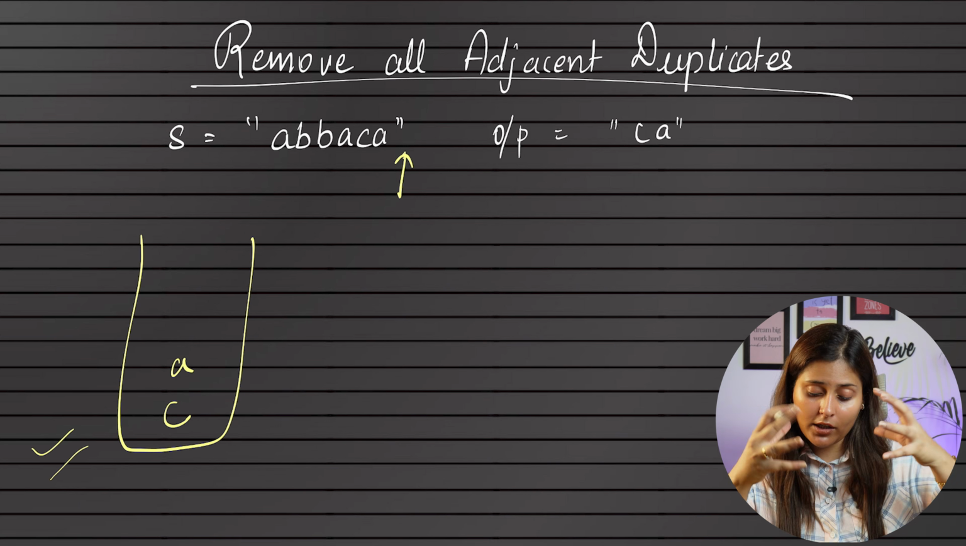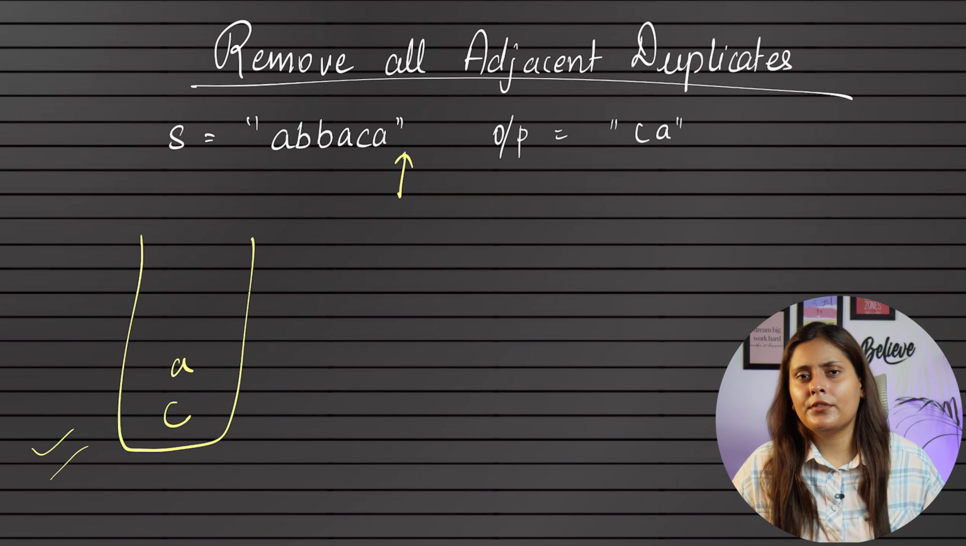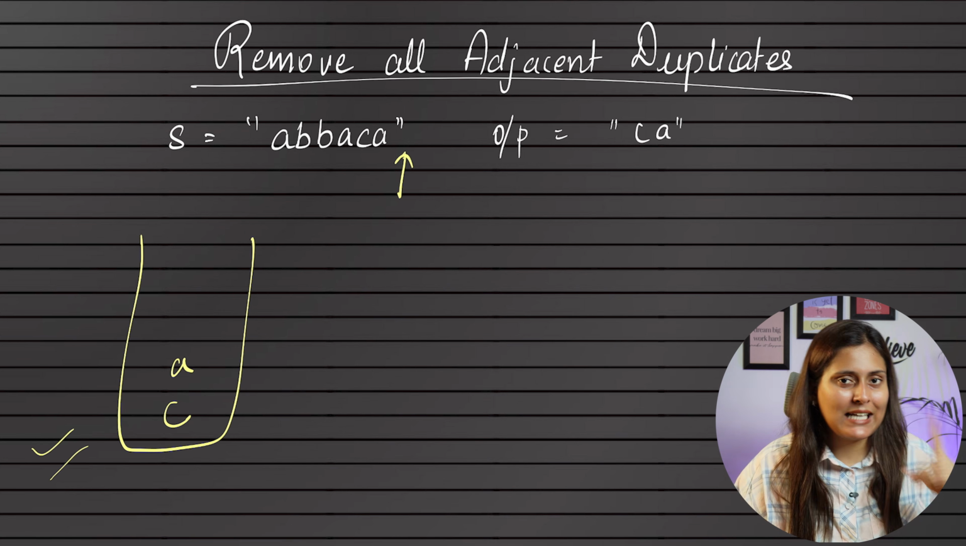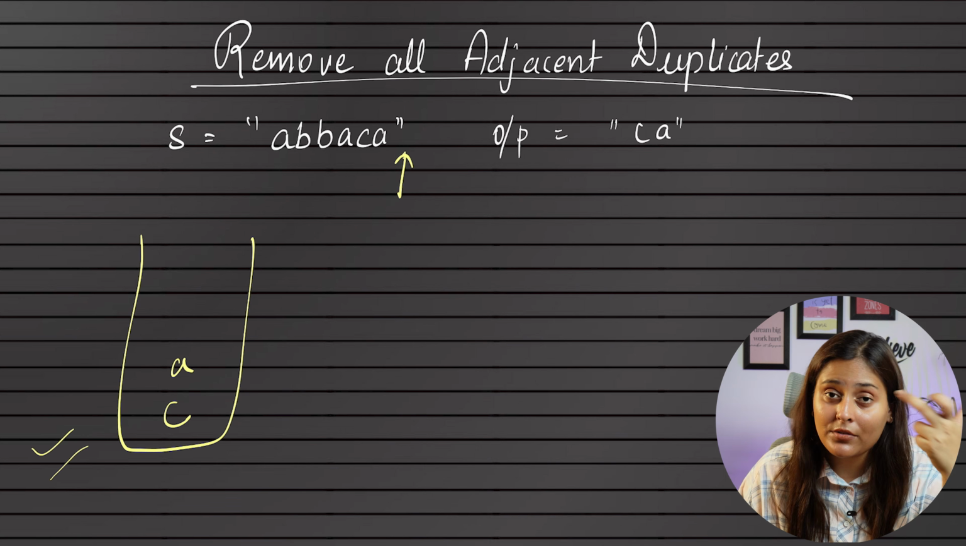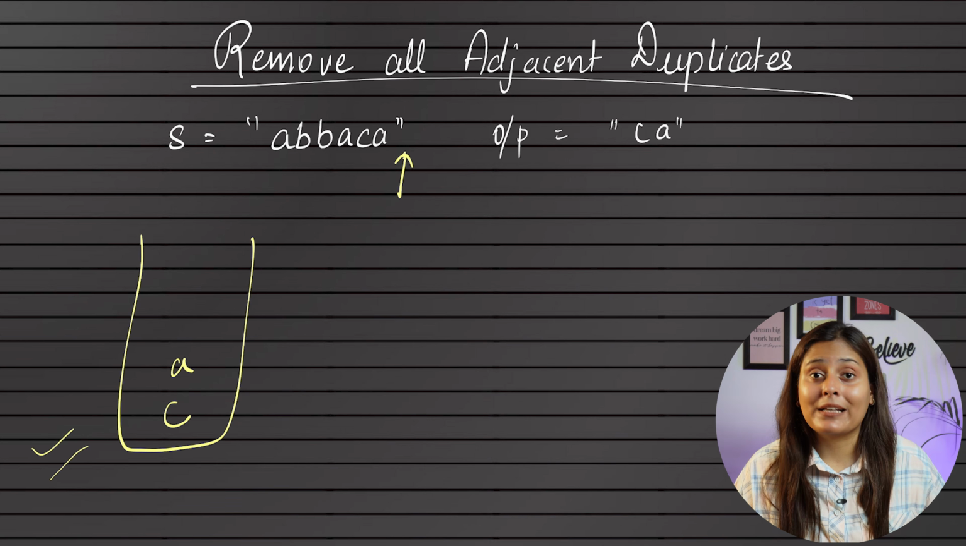What are the number of characters in the stack? A and C. Time complexity we have used, we have iterated over all the indexes at once. That's it. Correct. So time complexity will be O of n. Yes. What about the space complexity?